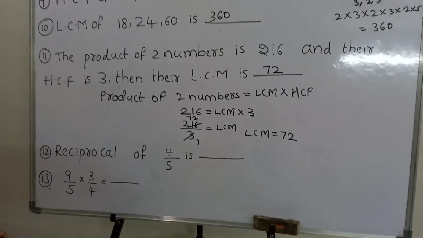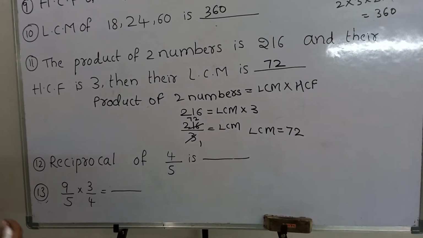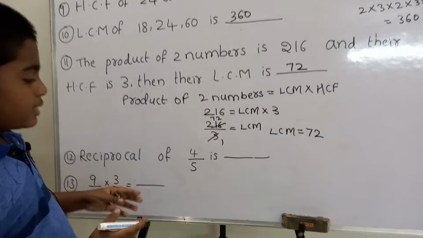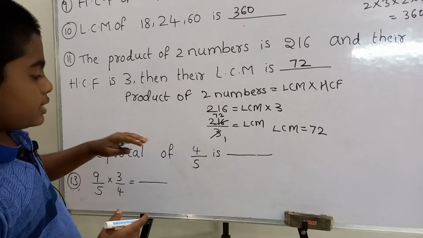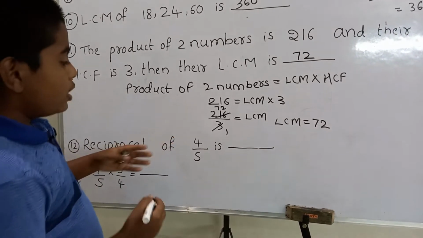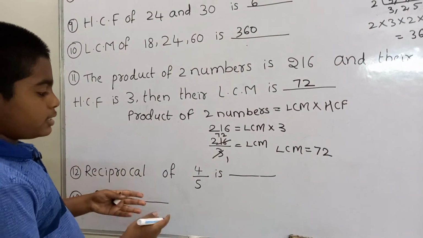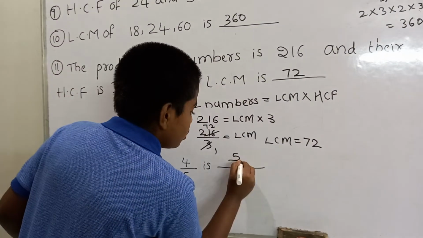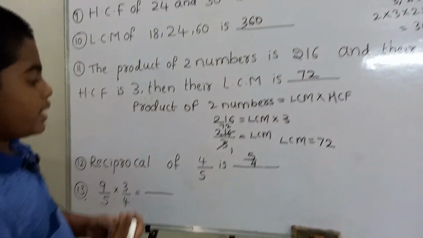And the next question is, reciprocal of 4 by 5 is. We already discussed that reciprocal is nothing but just the reverse of the fraction. So the reverse of 4 by 5 is 5 by 4. So the reciprocal of 4 by 5 is 5 by 4.